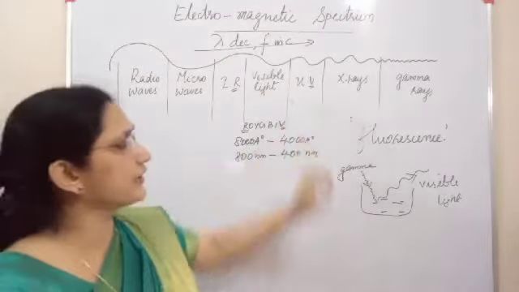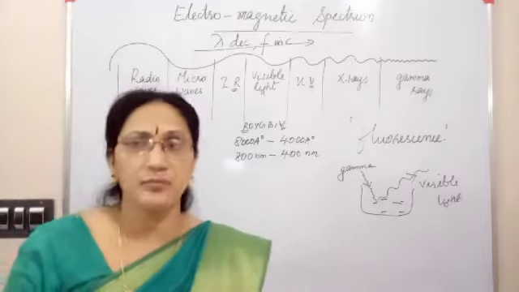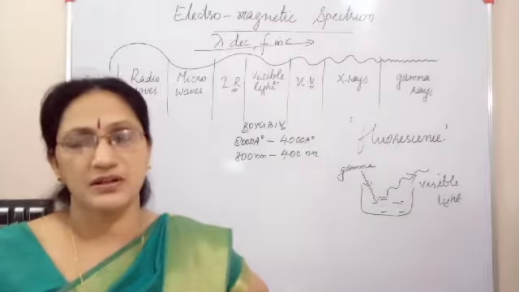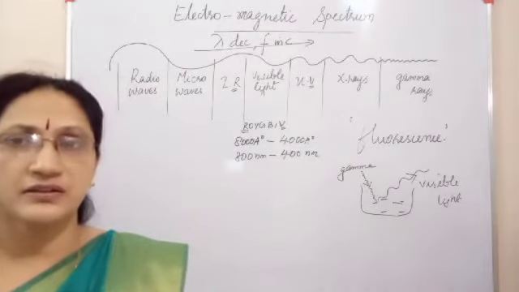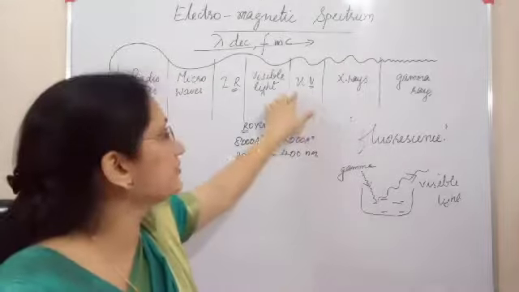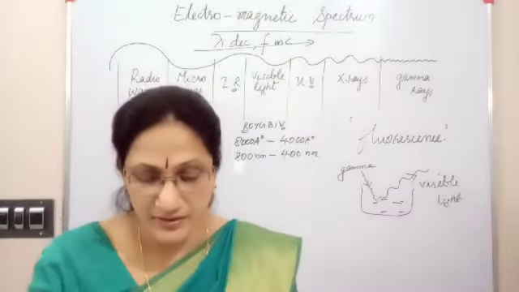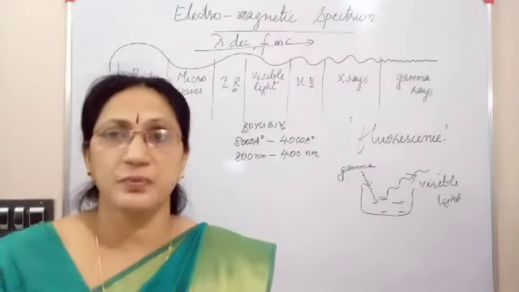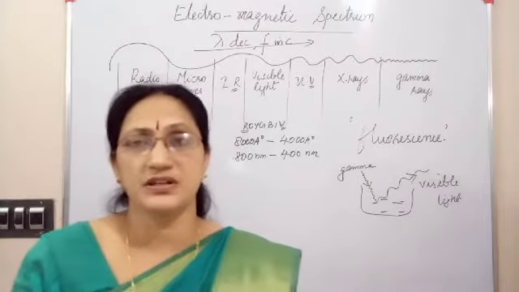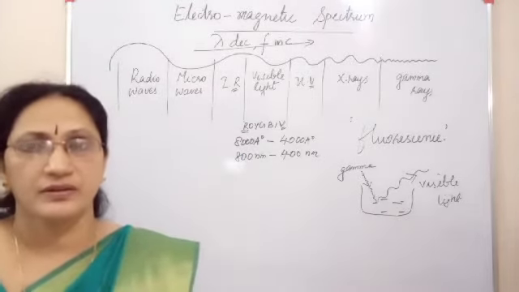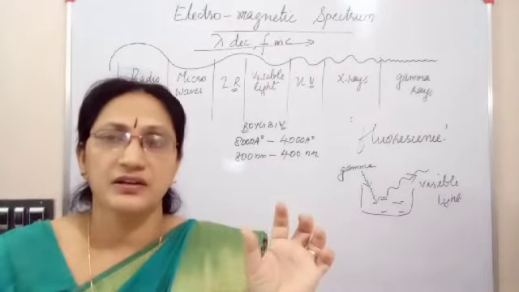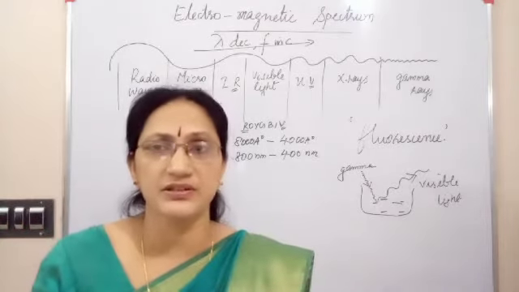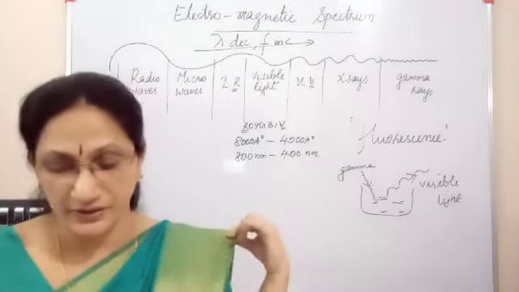Then comes ultraviolet radiations. They have a chemical effect, and thereby they are used for sterilization of surgical instruments and all. Sterilization can be done with ultraviolet radiations. And these ultraviolet radiations are produced by hot objects of very high temperature, like the sun, electric spark. Means hot sources of very high temperature are the sources of ultraviolet radiations.